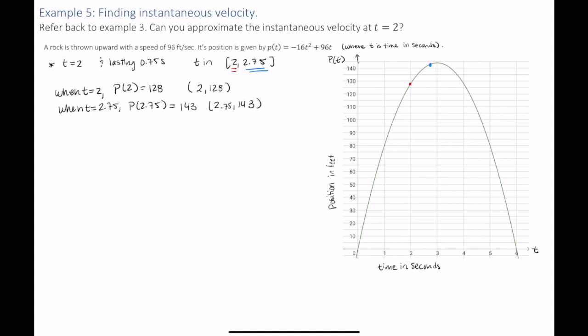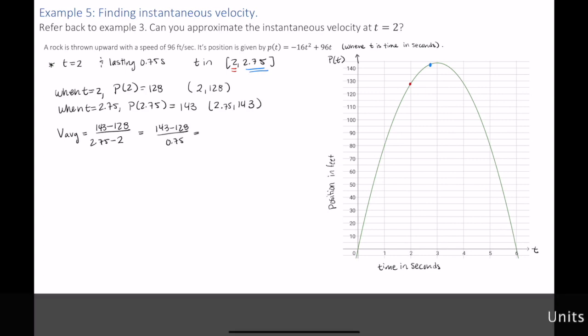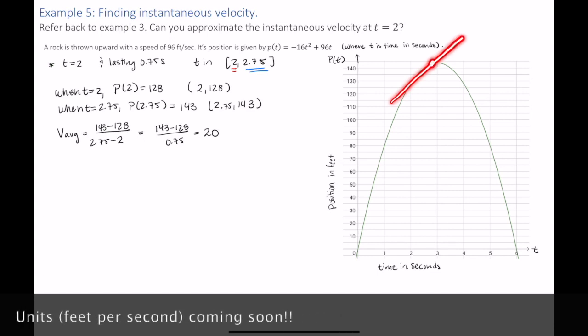Let's recall what we've already learned. The average velocity is going to be 143 minus 128 divided by 2.75 minus 2. Or you can see this is just 143 minus 128 over 0.75, and that'll give you 20. So that means the slope, and I'm not going to sketch it in on mine, but you can sketch it in on yours. The slope of this line passing through these 2 points is 20.